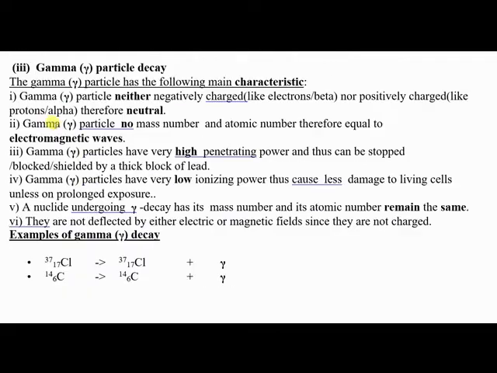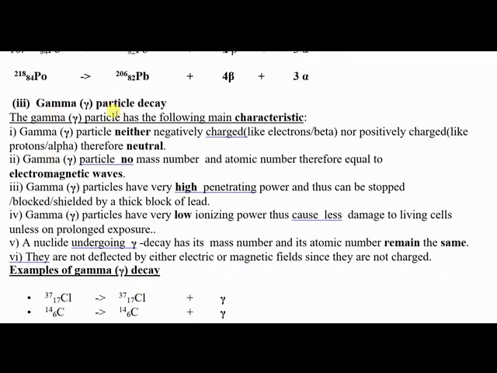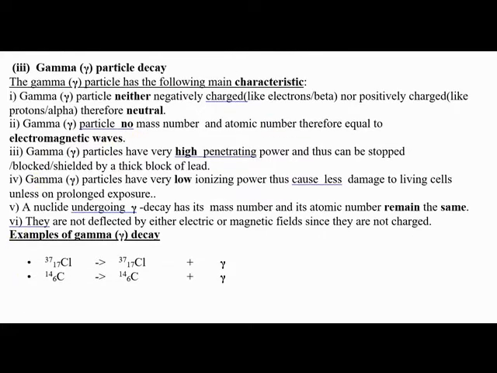Lastly, we want to talk about gamma particles. Gamma particles are neither positively nor negatively charged. Therefore, they are neutral. Very important. They have no mass number nor atomic number. They are equal to an electromagnetic wave. So they don't have an atomic mass, they don't have a mass number. Gamma has very, very high penetrating power and thus can be stopped by a block of lead.